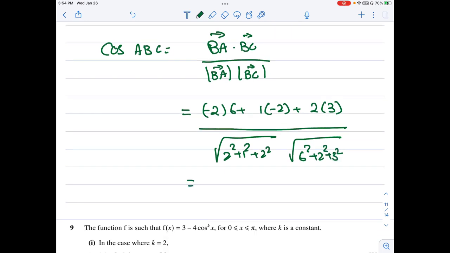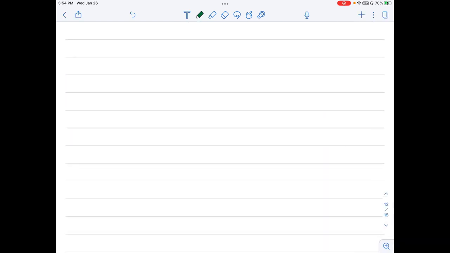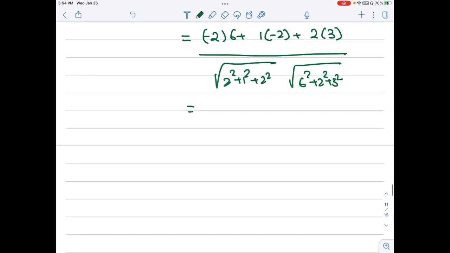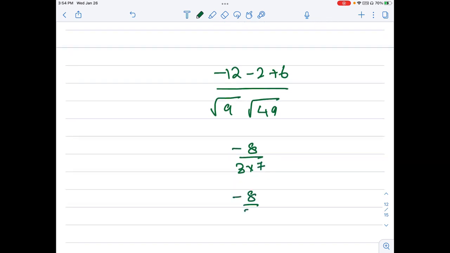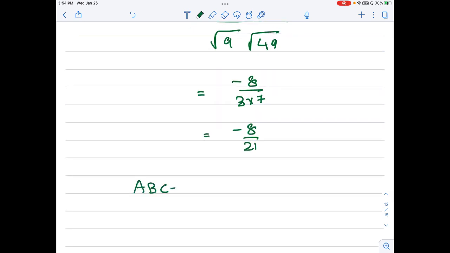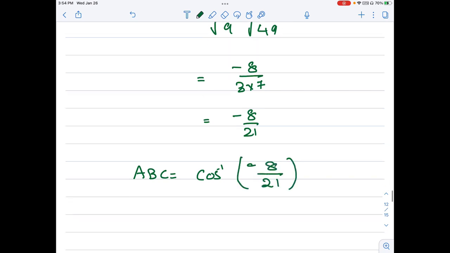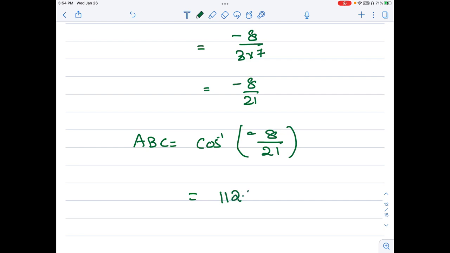So that becomes minus 12 minus 2 plus 6 upon square root of 9 and square root of 36 plus 4 plus 9, which is 49. So it becomes minus 8 upon 3 times 7, so minus 8 upon 21. So angle ABC is equal to cos inverse of minus 8 upon 21. Do it by calculator, it should give you the answer 112.4 degrees.